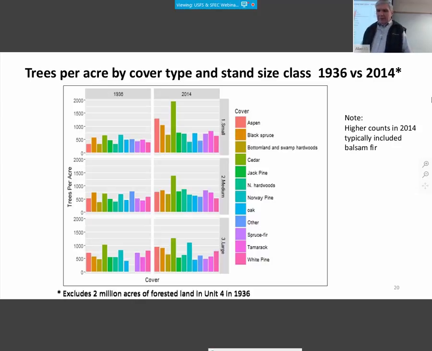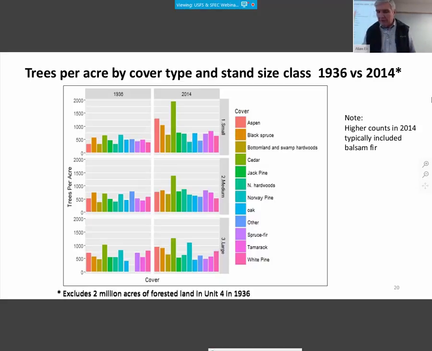And the work goes on to note that aspen is another reason these numbers tend to be higher today. So if you really look at what we have here, we have for each size class, small, medium, and large, the different cover types and the trees per acre. If you take out balsam fir and aspen, it'll probably come down quite a bit.